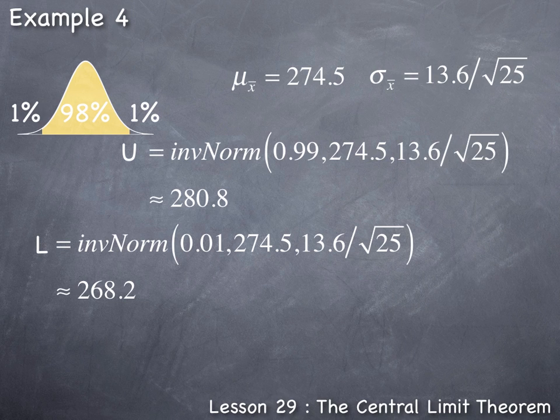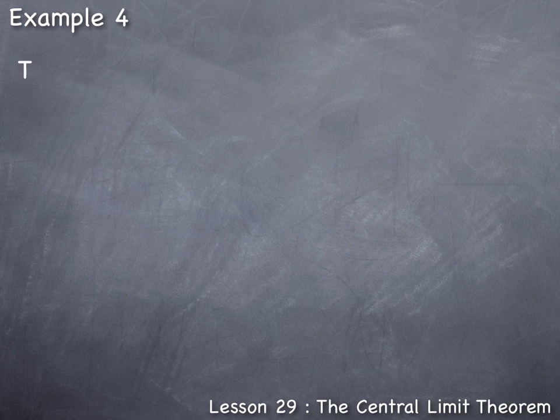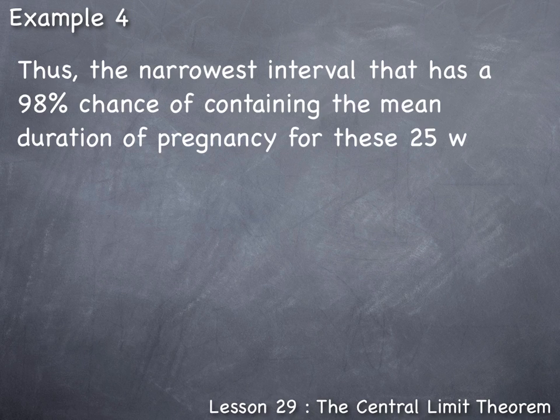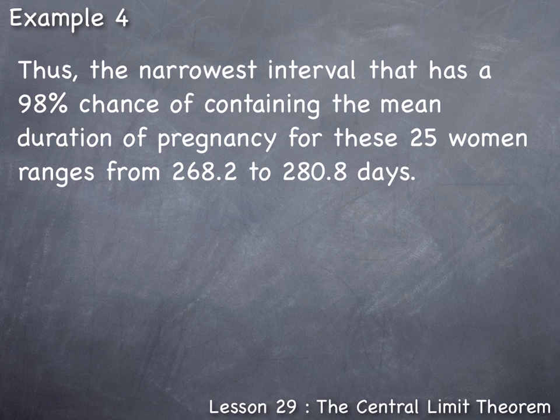Now the units given to us in the inverse norm command are the same units as the random variable in the question. In this case, duration of pregnancies were measured in days. So these values are 268.2 days and 280.8 days. Here we'll carry the extra decimal place because we are looking at the sample mean x bar, which is continuous, so we want to carry that extra decimal place of accuracy. Thus, we can give our answer in words of the problem. Thus, the narrowest interval that has a 98% chance of containing the mean duration of pregnancy for these 25 women ranges from 268.2 to 280.8 days.